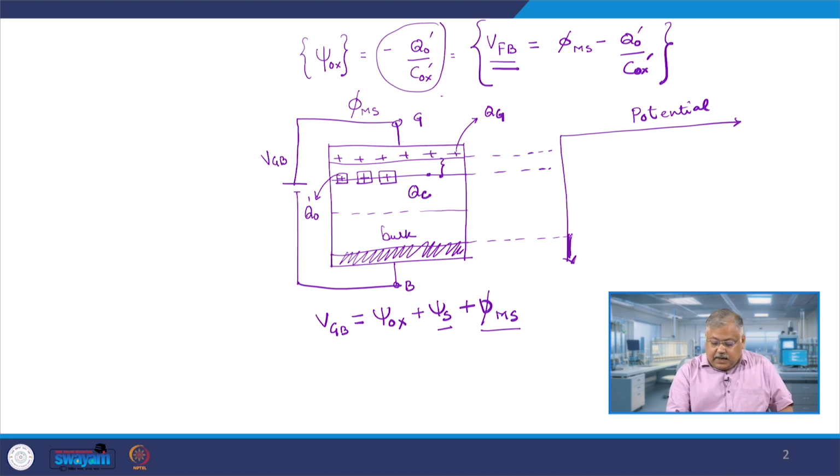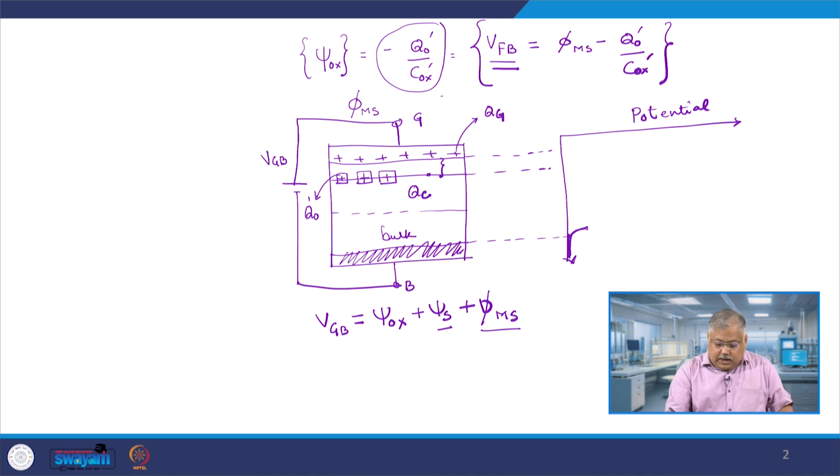Suddenly, as you leave the bulk, you will actually see a sudden rise in the potential. Why? Because as you move up, obviously the potential will go on rising, because the gate potential has been given a larger value as compared to the bulk potential, and therefore this will rise.